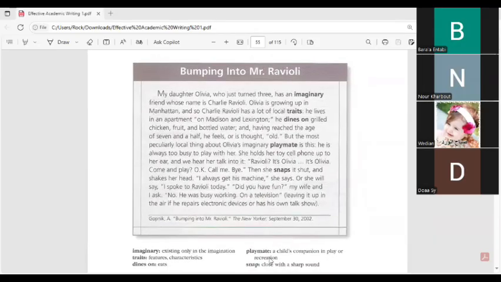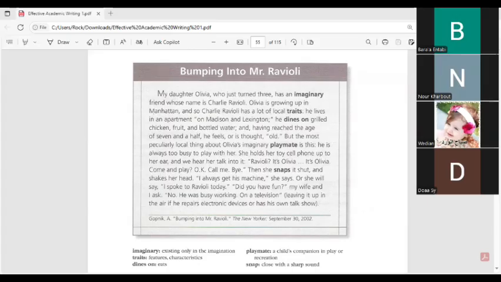You can see its definition right here: features or characteristics. For example, when I say what are the traits of somebody, for example, he is generous, he is creative, talking about his personality. He lives in an apartment on Madison and Livingston. He dines on, it means eats, grilled chicken, fruit, and bottled water, and having reached the age of 7.5, he feels or is thought old.